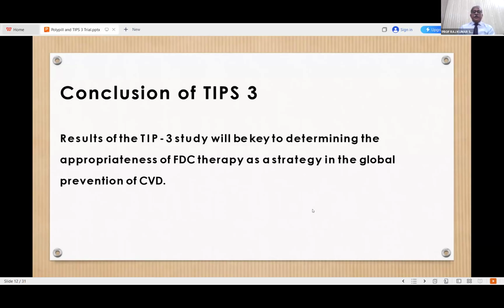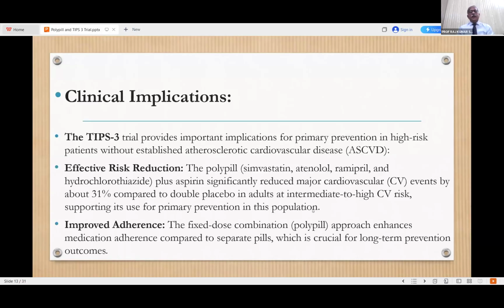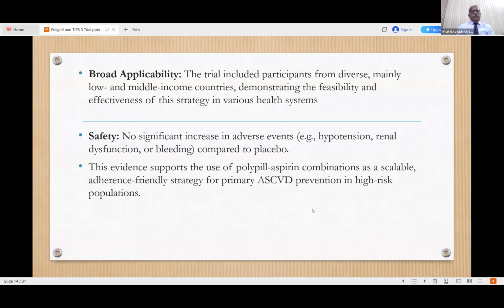So results of the TIPS-3 study will be key to determining the appropriateness of fixed dose combination therapy as a strategy in global prevention of cardiovascular disease. Now, what are the clinical implications? Let me tell you that it provides important implications for primary prevention in high-risk patients without established atherosclerotic cardiovascular disease. Effective risk reduction: when aspirin was added with the polycap, it led to a 31% reduction compared to the double placebo in adults at intermediate to high risk, supporting its use for primary prevention in this population. Improved adherence was also seen when the polypill was used.